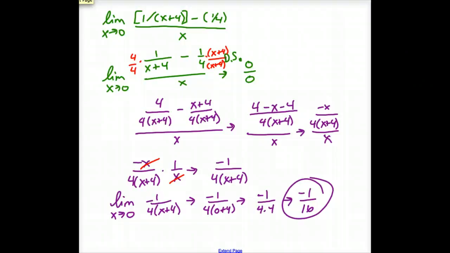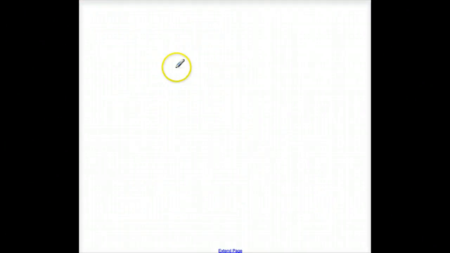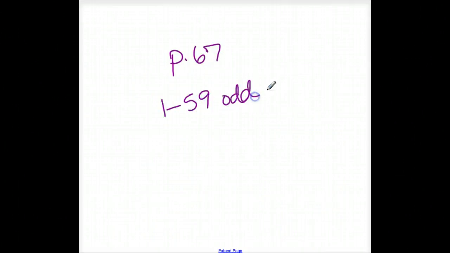Your homework for today, well, that we'll work on in class, is going to be page 67, 1 through 59 odd. And you're welcome to get started on that if you'd like to.